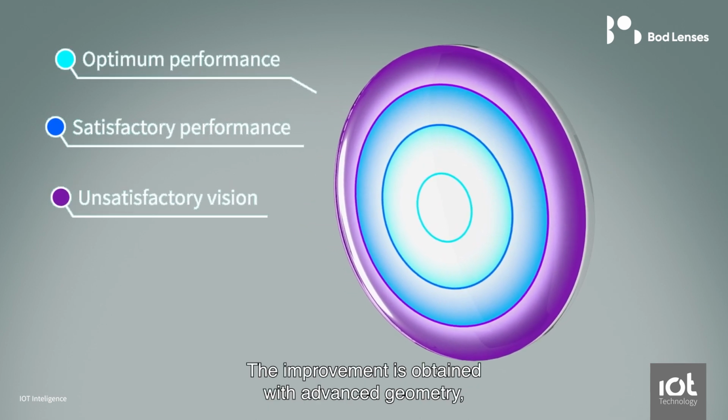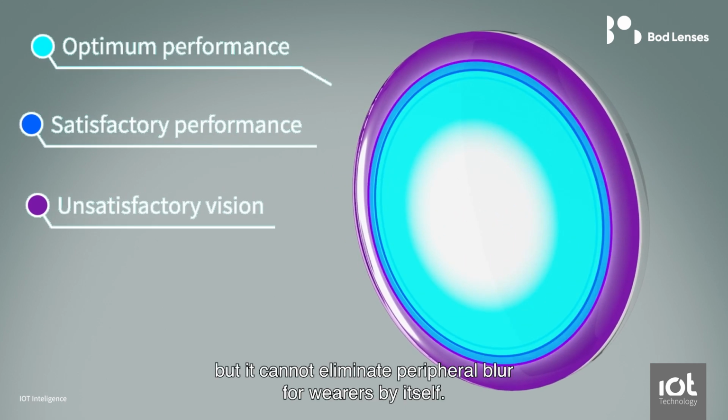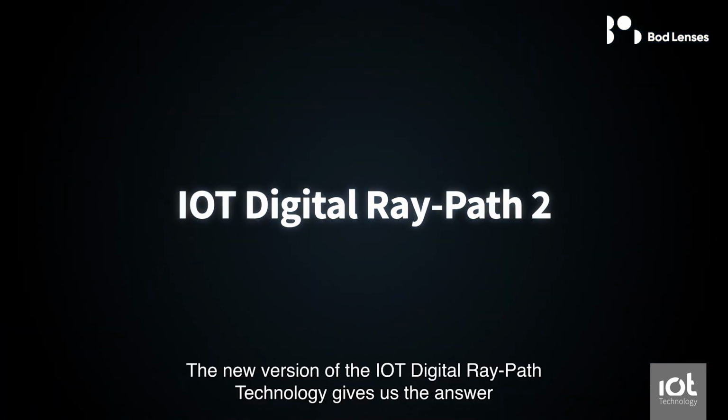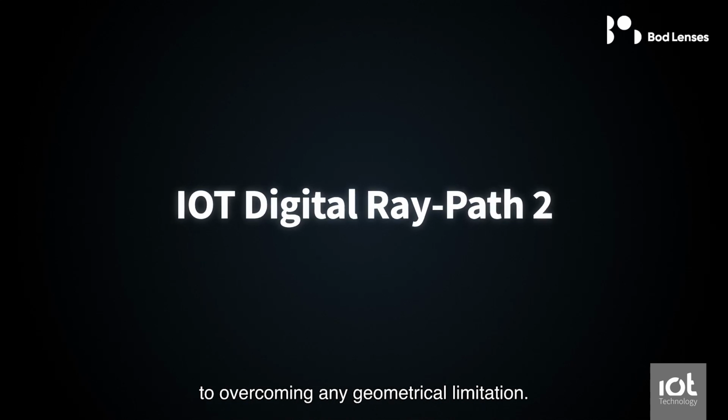The improvement is obtained with advanced geometry, but it cannot eliminate peripheral blur for wearers by itself. The new version of the digital ray path technology gives us the answer to overcoming any geometrical limitation.